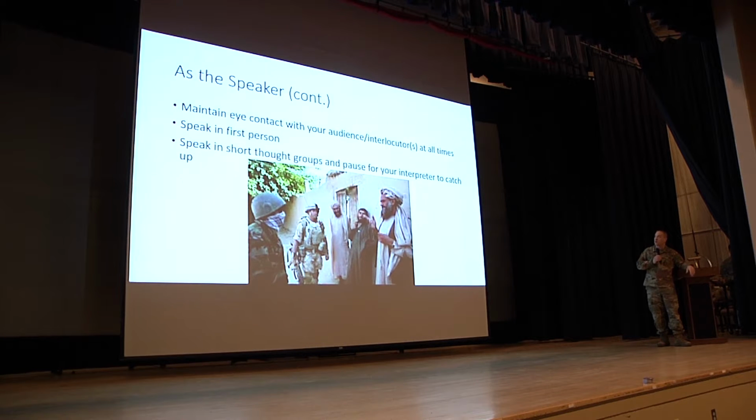Speak in short thought groups and pause for your interpreter. So there's two different kinds of interpretation. There's concurrent and consecutive. Concurrent is where you can have something translated in real time, usually using automatic earbuds. You've probably seen a lot of advertisements for some of those technologies where while somebody's speaking, it's talking into your ear, right? So that's concurrent. As they're speaking, there's a little bit of a lag, but it's interpreting it for you.